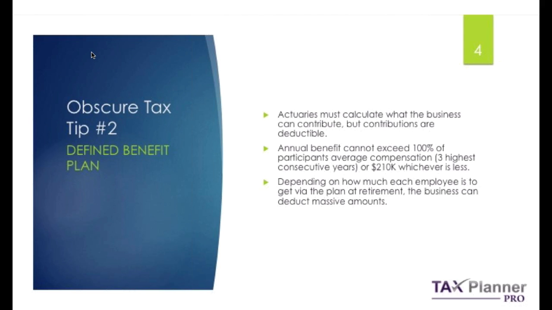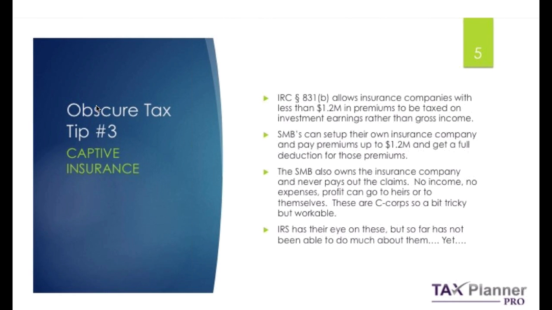Now, this next one is a brutal one. Obscure tax tip number 3 is a wild one. The IRS has their eyes on it a little bit, but there's not much they can do about it. And if you don't like aggressive tax planning, put your hands over your ears, because obscure tax tip number 3 is captive insurance. And captive insurance is all about IRC code 831(b).